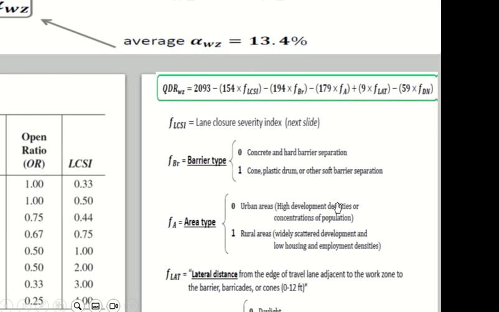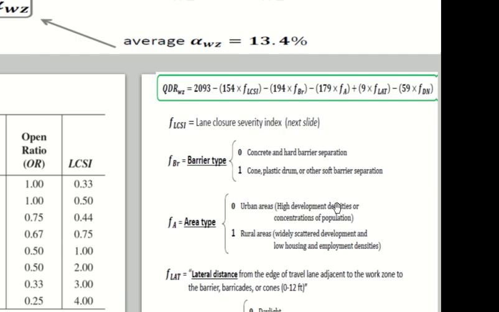Okay, barrier type means what? Whenever you have a work zone, between the work zone and the remaining road, you have to put a barrier. It's part of the safety regulations. So if the barrier which you are putting between the work zone and the road is made up of concrete, then FBR becomes 0, otherwise FBR is 1.